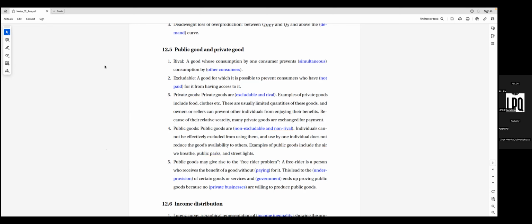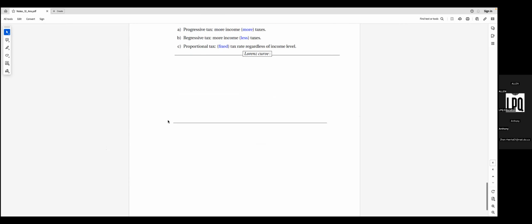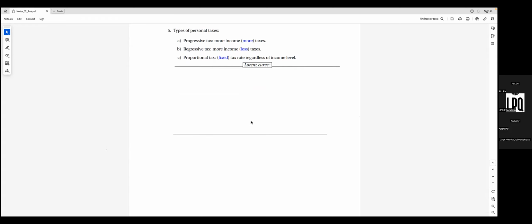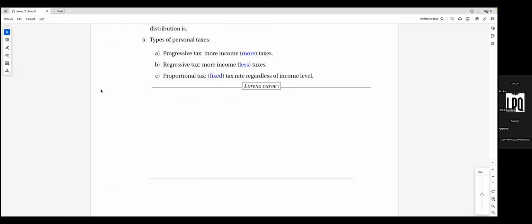The last topic today is how we measure income distribution by drawing something called a Lorentz curve. So we want to use this graph to measure how big the income gap is between the wealthy people and the poor people.